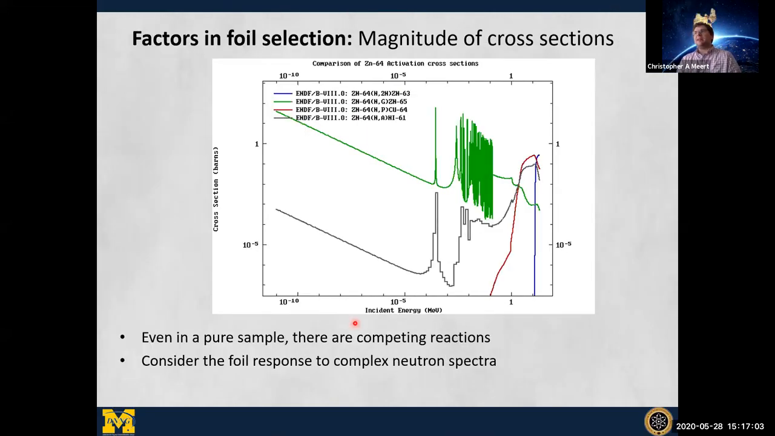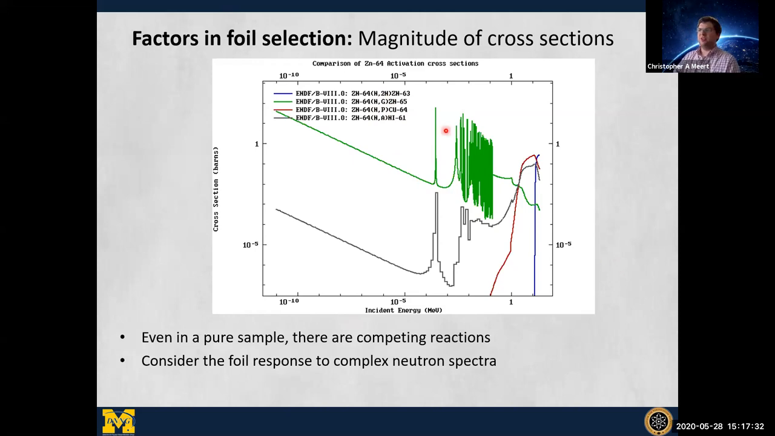You also consider the magnitude of cross sections. So whereas the previous plot showed just two different reactions from two different elements, I've plotted here several reactions from the same isotope that you could activate. So again, you could have (n,gamma), you could have (n,p), you have an alpha emission or even two neutron emission. And you can see how these all sort of compete with each other. So that's definitely something you have to consider when you select these materials.